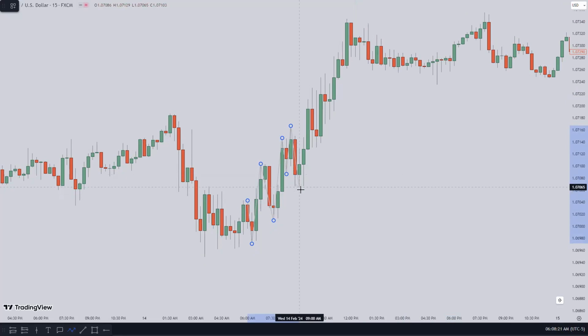So then we had a pullback again, as you can see, and then a continuation higher. I said in the bullish market structure, swing highs will be targeted. Then this is a newly formed swing low. So we had a pullback. In the bullish market structure, swing lows have to be protected. So the swing low was protected, and then we had a continuation higher, which means swing highs will be targeted. Then we had another pullback again, swing low protected, and swing highs targeted. So this is just a basic form of market structure.